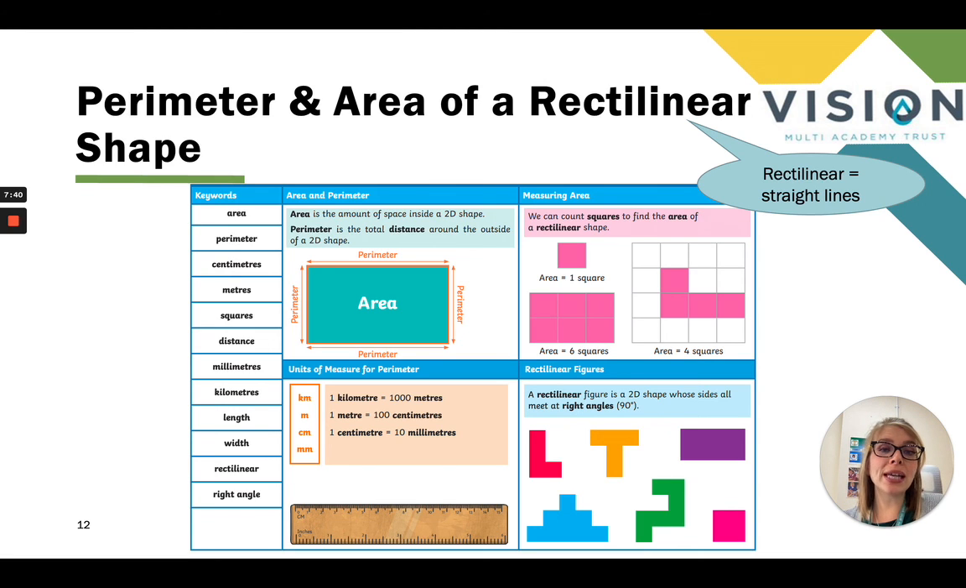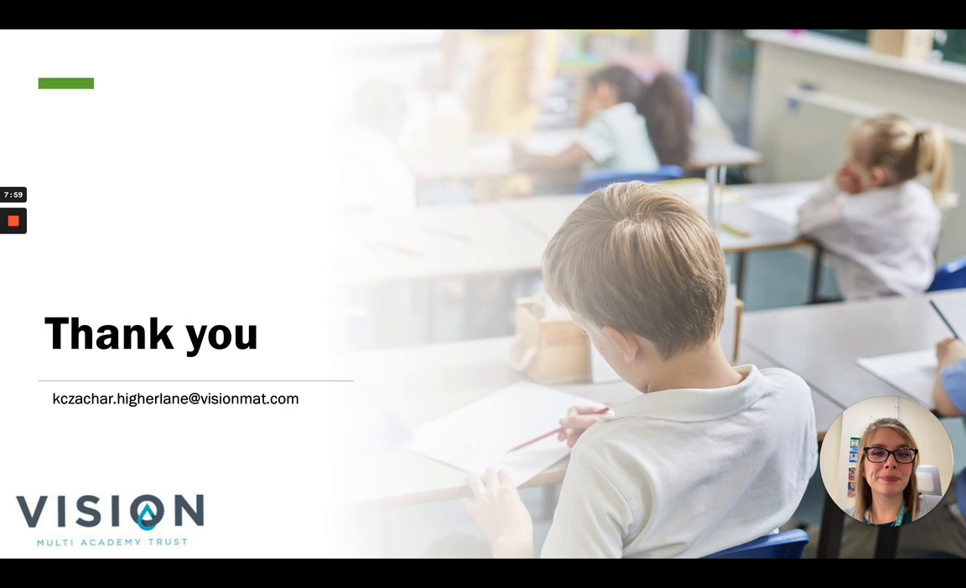And when we're looking at measuring area, we can count the number of squares to find the area of a rectilinear shape. So for example, the pink squares on the right hand side: 1 square, area is worth 1 square, and the shape underneath has 6 squares, so the area is 6 squares.